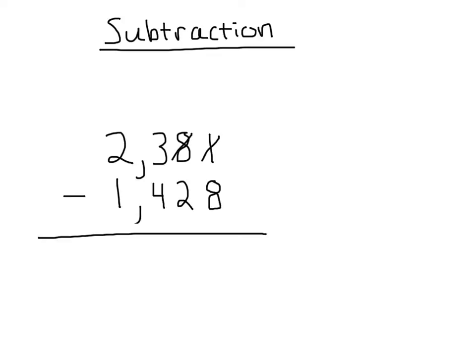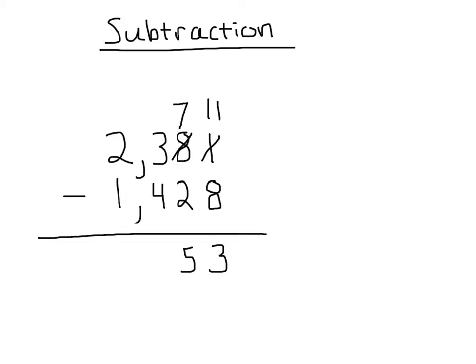I have 8 tens. I'm going to take one of those away, which makes it 7 tens. I'm going to take that 1 ten that I took, and add it to the 1 one, and I'm going to have 11 now. So we do 11 minus 8, and that is 3. 7 minus 2 we can do, and that is 5.